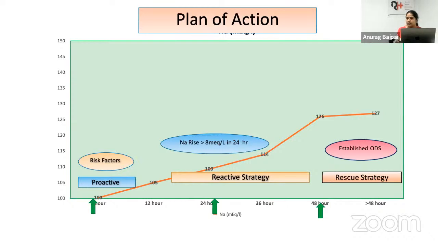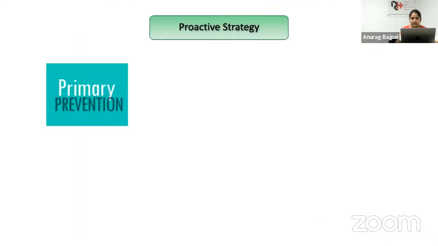For proactive, that message is very important. If your serum sodium is very low, it is chronic hyponatremia, and there is malnourishment, you have to be doubly cautious in being very, very slow in terms of the rise. That's a proactive one. So the rescue strategy is basically for the established ODS, and when the sodium is rising greater than 16 milliequivalent in 48 hours, that was present in our patient. So let's see what the proactive strategy is.